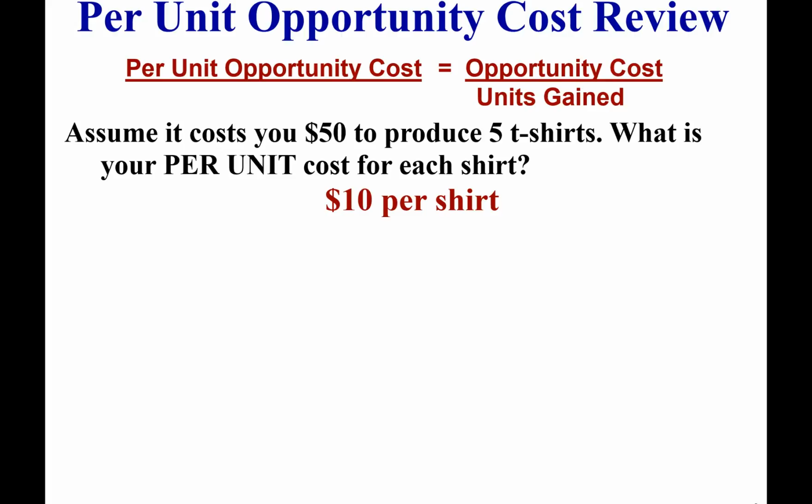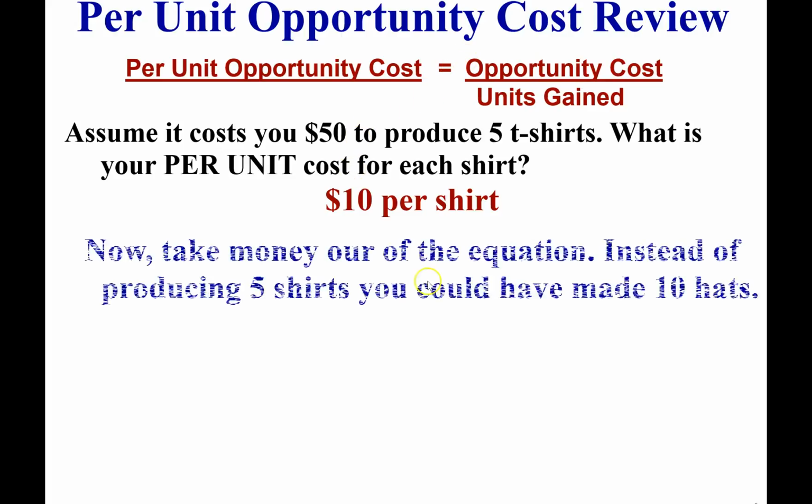So let's do a little practice with the concept of per unit opportunity cost. A formula here at the top shows you that you can take the opportunity cost, meaning what is given up in terms of production, divided by the units gained when a decision is made to produce. So here we'll give some example and we can work through a few. Assume that it costs you $50 to produce 5 t-shirts. Most people won't have any problem with that, and we say the per unit cost for each shirt is obviously $10 per shirt.